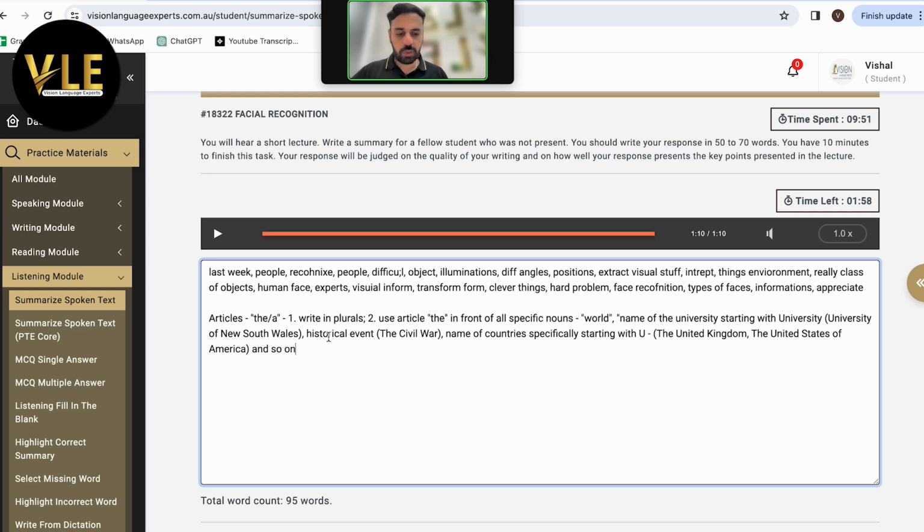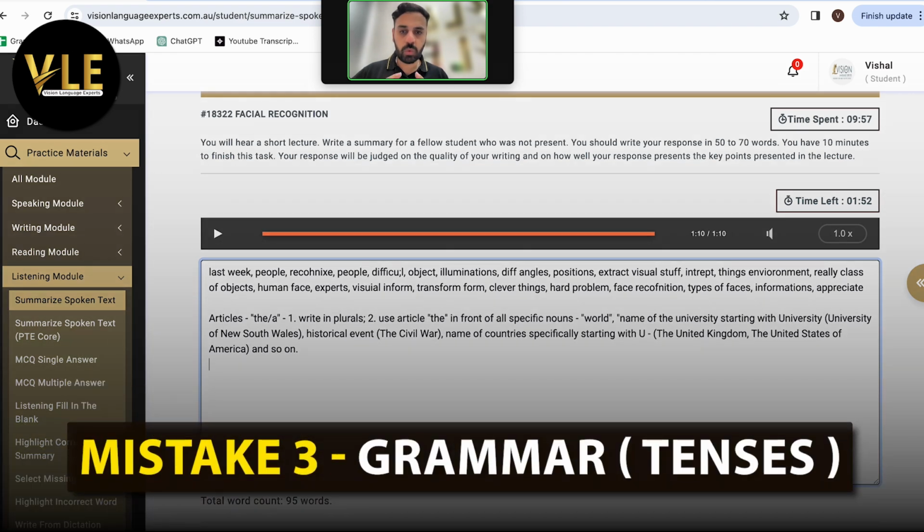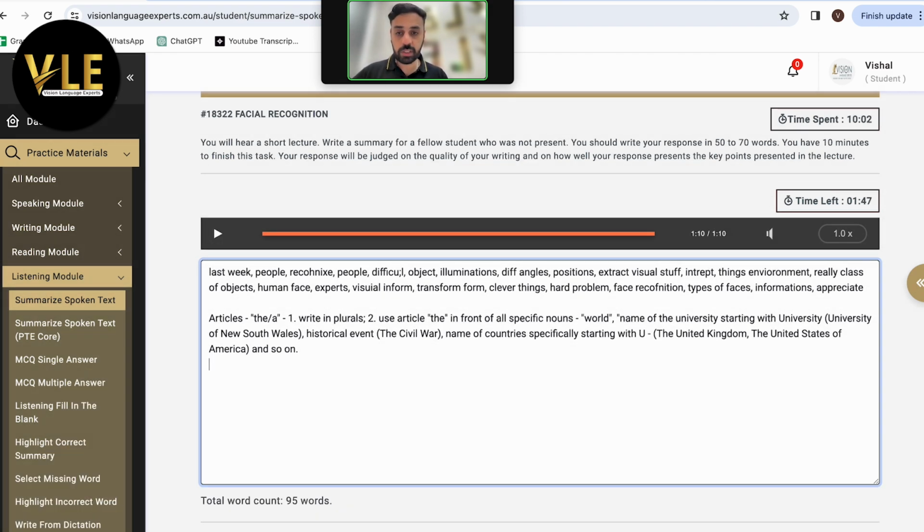Okay, let's move on to the next rule while doing spoken text. The next rule is that whenever you are doing Summarize spoken text, in order to avoid grammar mistakes, you always have to keep one thing in mind.